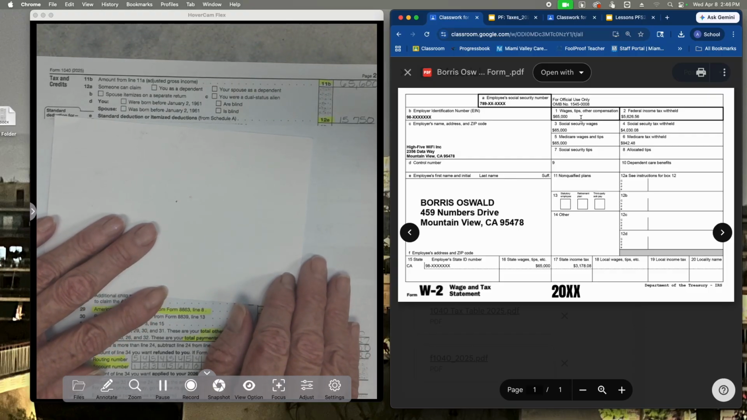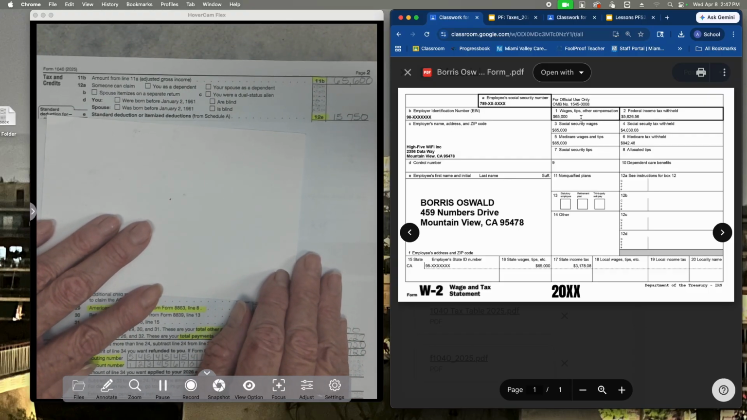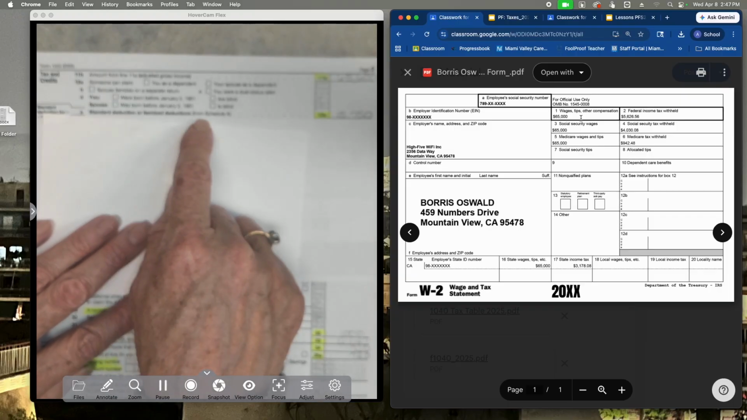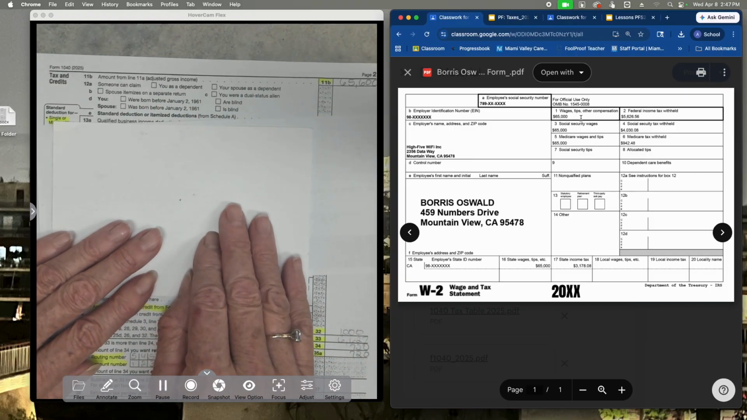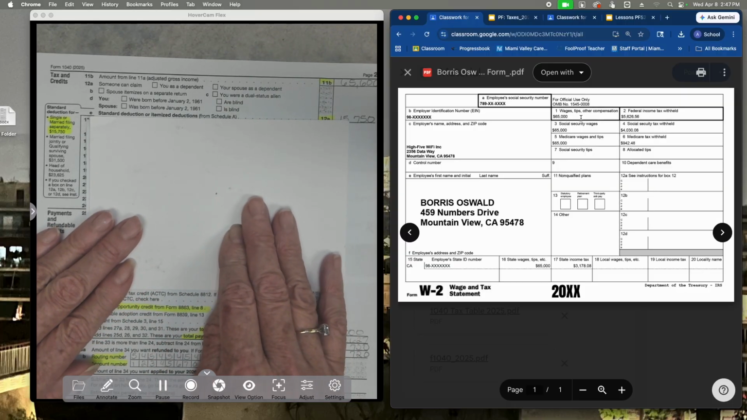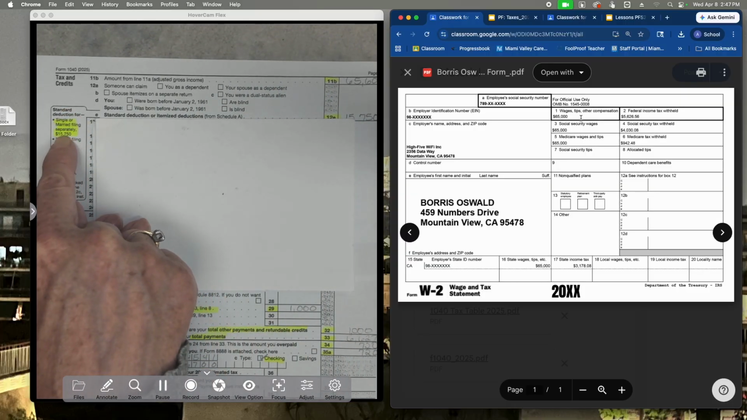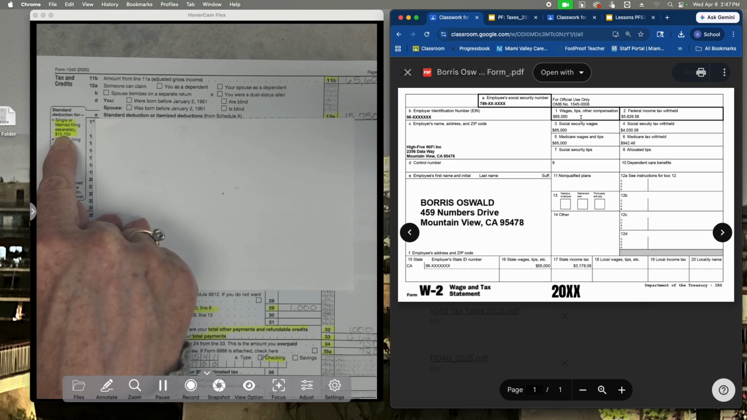Then we are going to go down to line 12E. It says standard deduction or itemized deduction. He is taking the standard deduction. So what is it? Well, it's always going to tell you. It changes year to year, and it is going to tell you over here. This is $15,750.